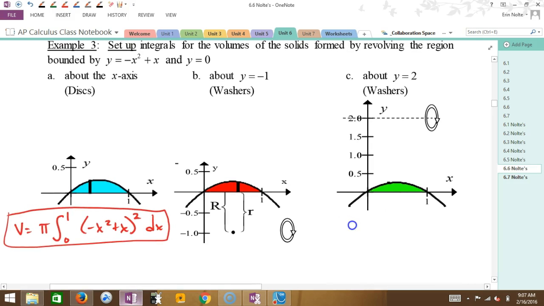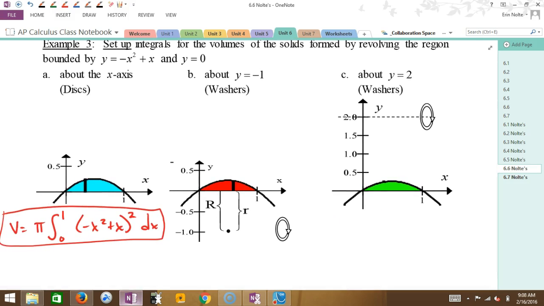Okay. For B, this time they're going to go about y equals negative 1. So that's going to be a horizontal line that's down 1 unit. This time it's going to create a washer because you have a space between the line that you're revolving around. So we're going to need to figure out what the big R is and what the little r is. The big R is from the red line to the top of the parabola.